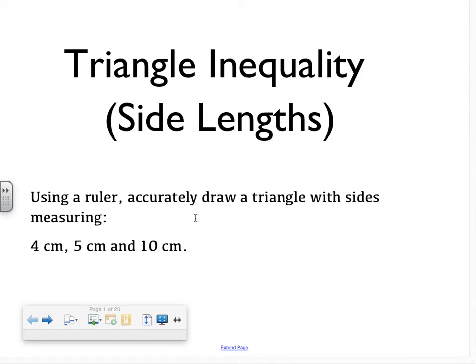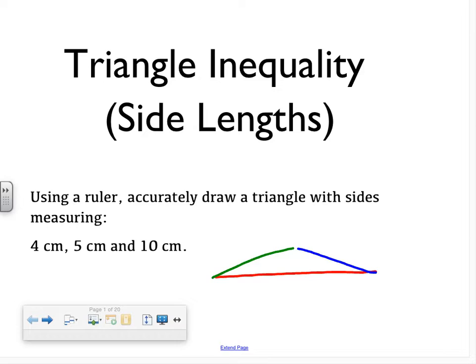So the applet that you're playing with prompts you with questions like, could you make a triangle with the sides 4, 5, and 10? And if you tried, you would fail, because you have this longer side of 10. And then this one's 4, and this one's 5, and they don't quite line up.